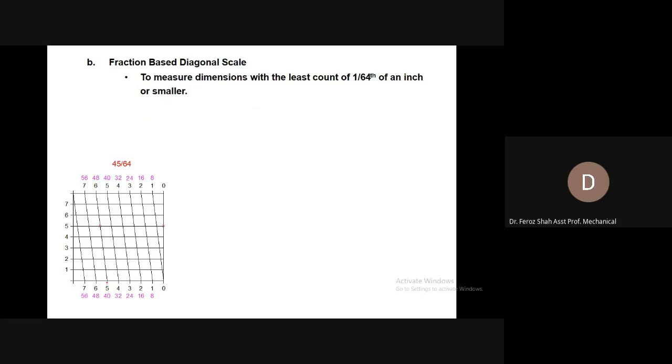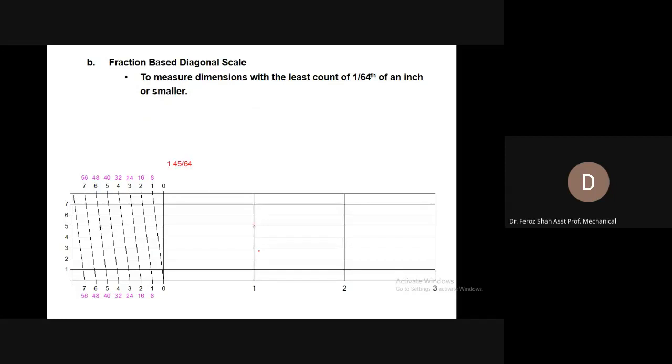So this is actually the 40th division: 41, 42, 43, 44, 45. So this is the 45th division of the total 64 divisions. This is how to measure fractions with the diagonal scale, and the whole inches can also be part of the diagonal scale.